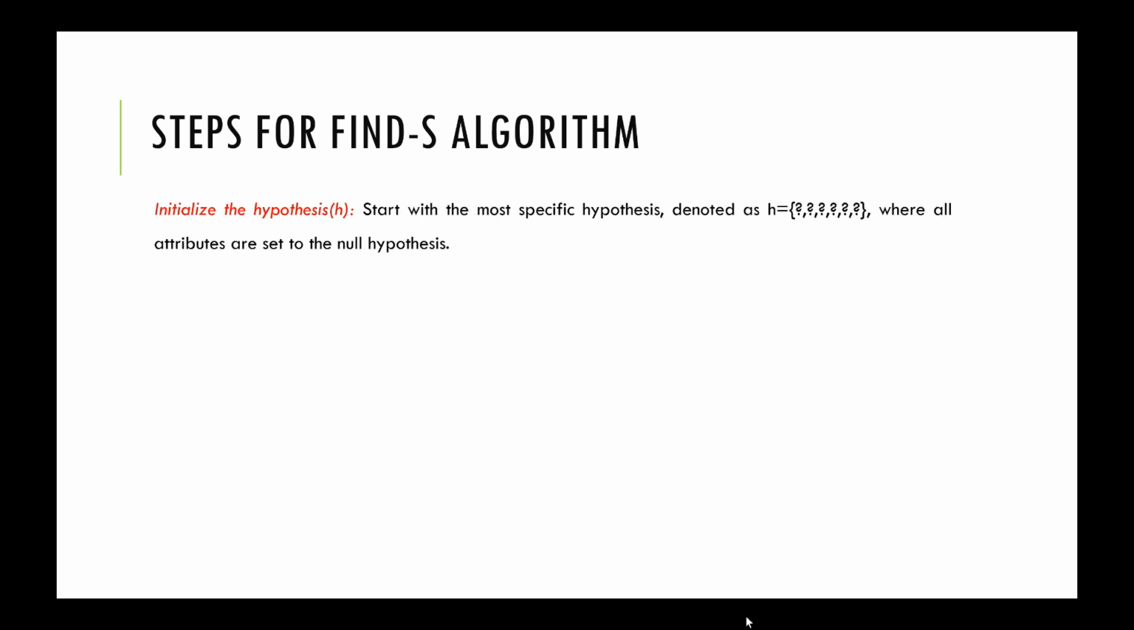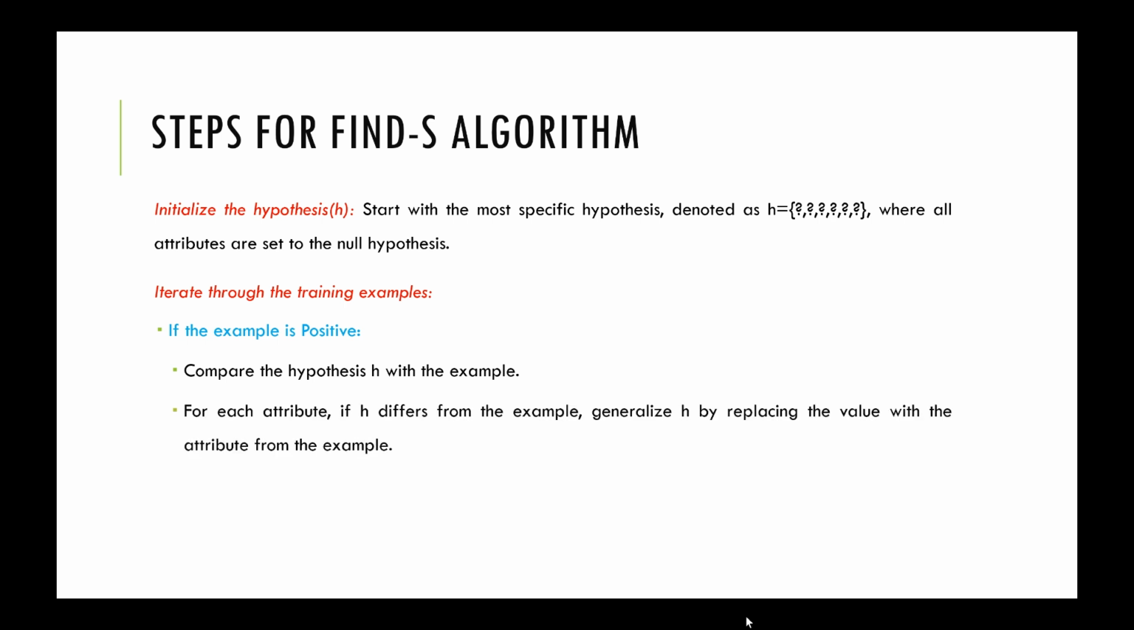After reading the next example or a record from the data set, iterate through the training examples. That is, we are going to read each record. If you have five records in a data set, we are going to read them in an iterative manner. If the example is positive, that is the target label is yes, then compare the hypothesis H with the example.